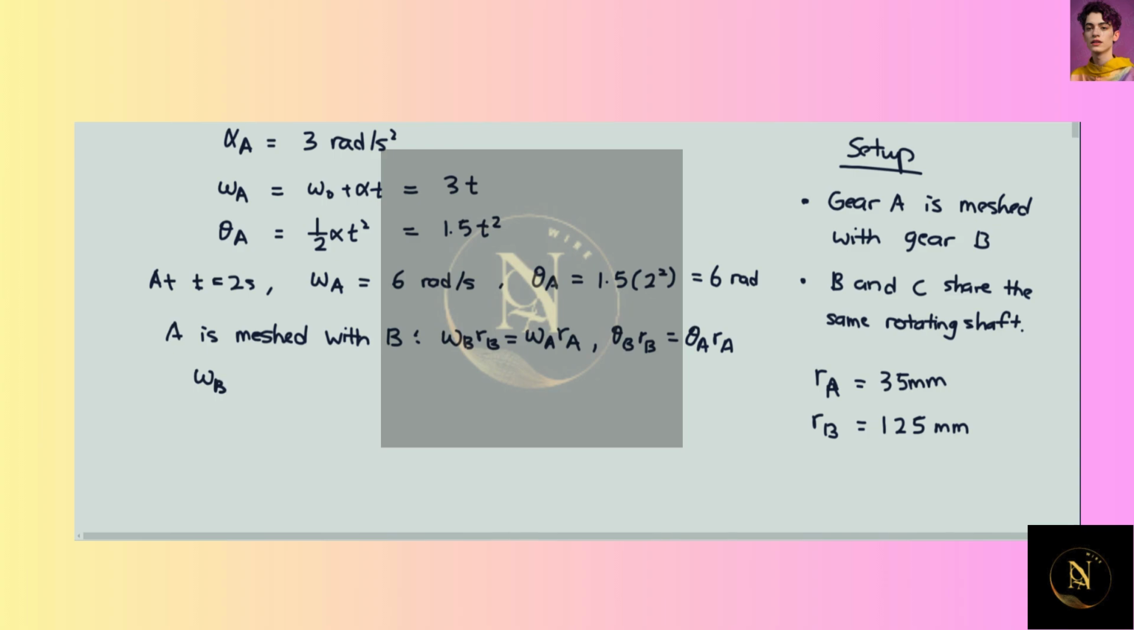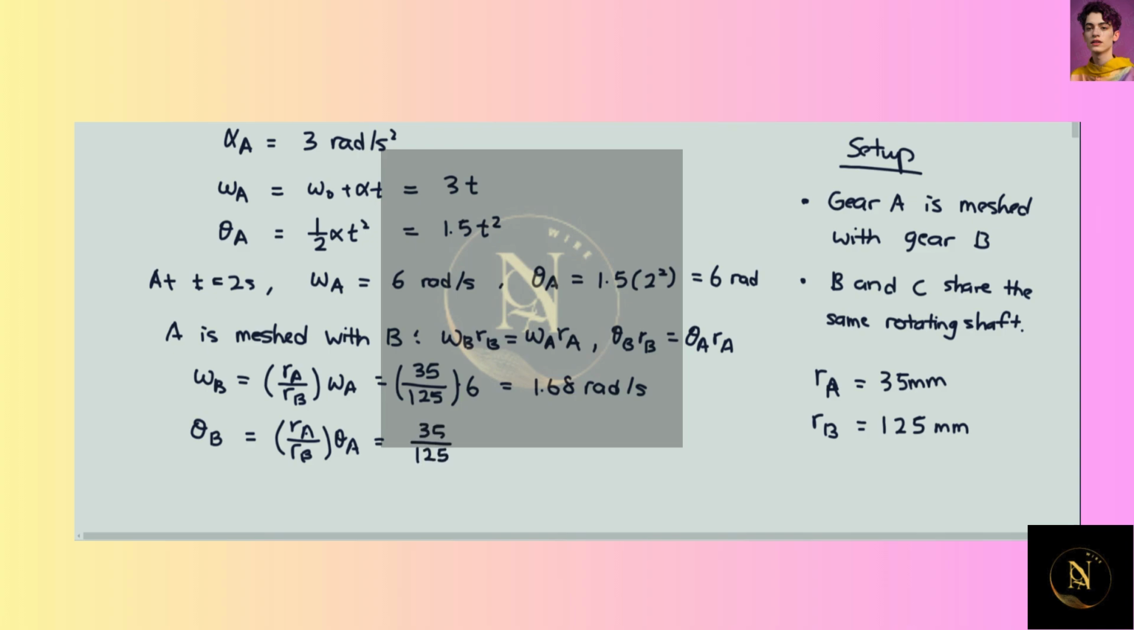Okay, so we can find omega B to be RA divided by RB times omega A. Okay, so this is 35 divided by 125 times 6, and then this is 1.68 radians per second, and then theta B is RA divided by RB times theta A. So same numbers, 35 divided by 125 times 6. Then this is 1.68 radians.